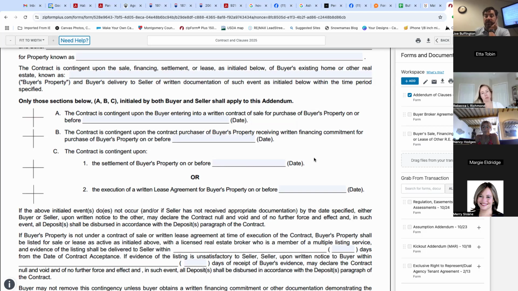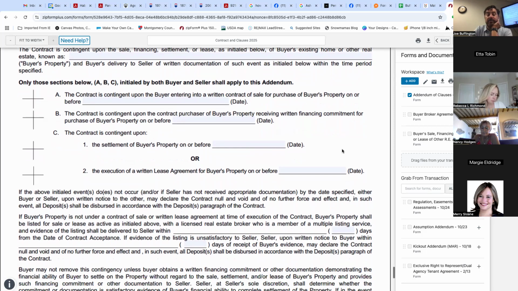The other thing it doesn't do is give the seller a kick out. So in GCAAR, there's a built-in kick out for the seller. Remember that 3-day period that we talked about? The seller receives a bona fide backup, they can kick the buyer out. This does not have a kick out. You need to add in the MR kick out clause.